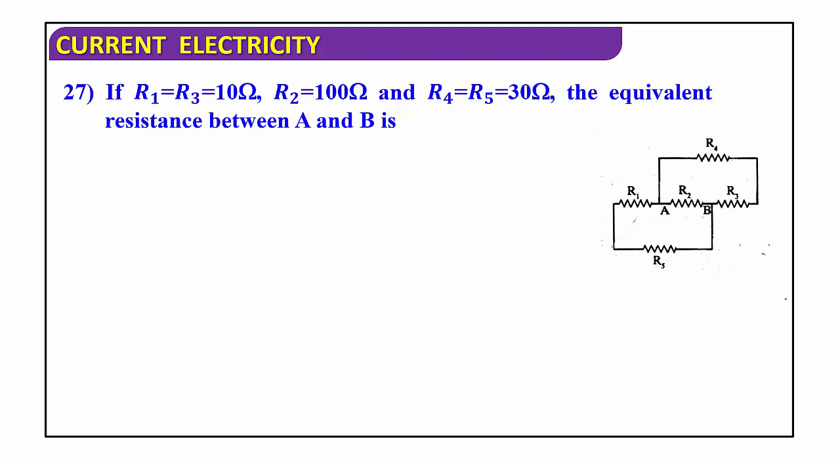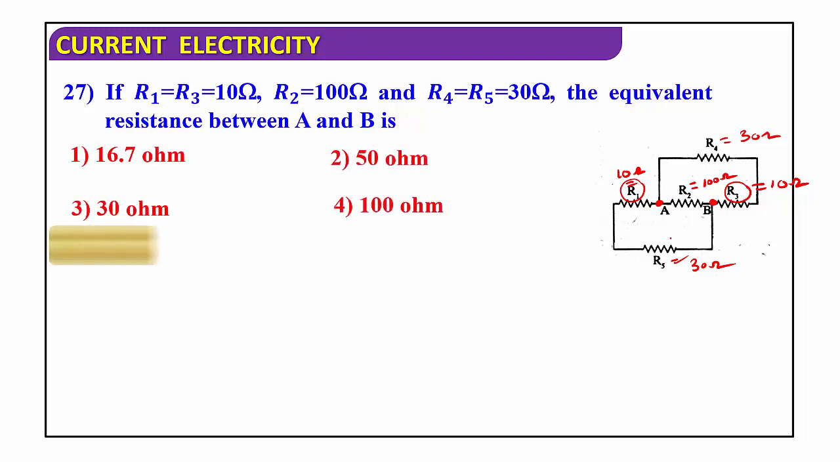27th question. If R1 and R3, you can observe R1, R3, both are having value how much? 10 ohm. This is also 10 ohm. R2 is how much? Where is R2 here? R2 is 100 ohm. R4 and R5, both are the same here. How much? 30 ohm it is given. The equivalent resistance between A and B, here it is A and this is B. Equivalent resistance between A and B we have to find. So these are the given options.